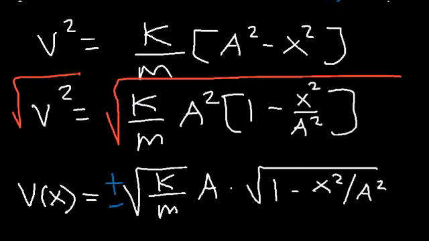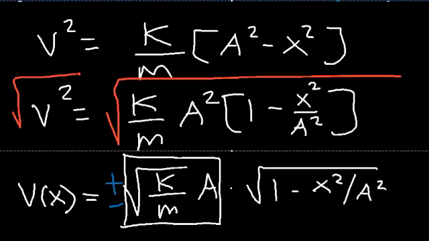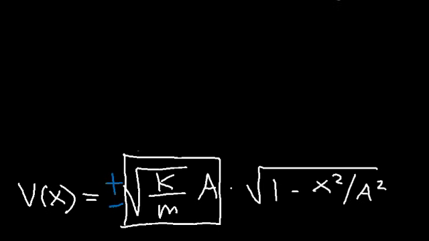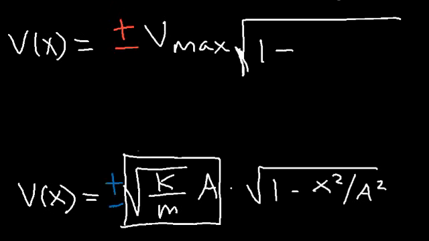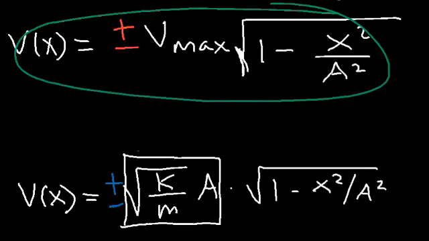Now, if you recall, the quantity square root k over m times a is equal to the maximum velocity. So therefore, we can rewrite the equation like this. The velocity as a function of x is equal to plus or minus the maximum velocity times the square root of 1 minus x squared divided by a squared. So make sure you write this equation down. It might be useful later.